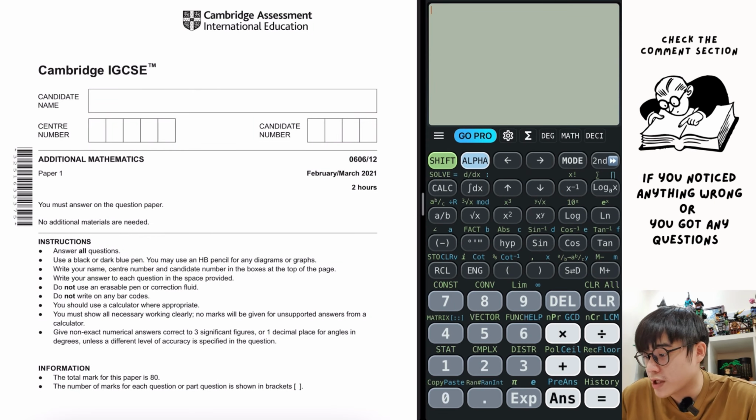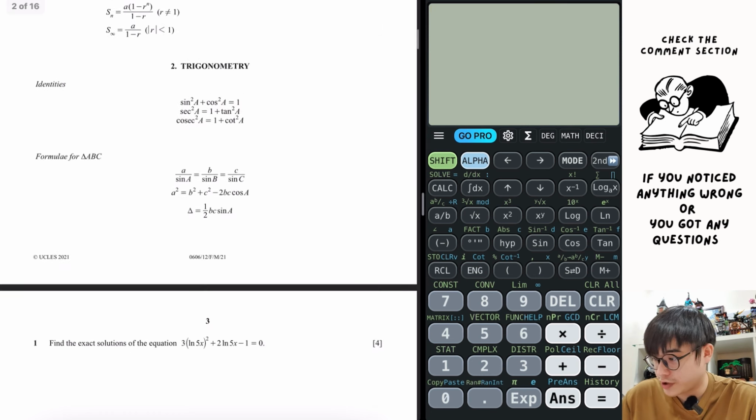Today we are doing our paper review for AdMaths. This set is from February-March 2021 and it's set 12 here. So make sure you are looking at the right paper. Without further ado, let's get started with our first question here.